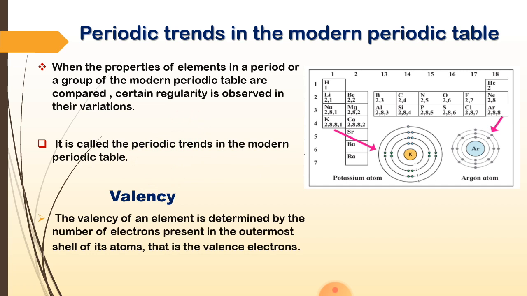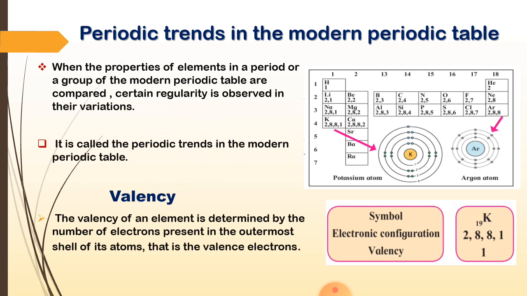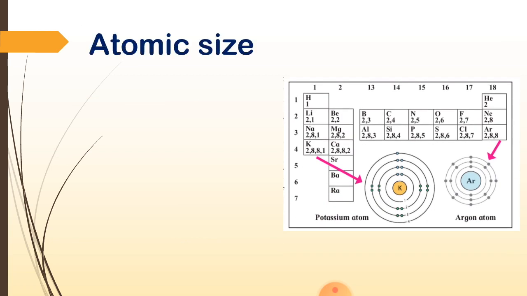First we have learnt about valency, which is very easy. What is valency? The valency of an element is determined by the number of electrons present in the outermost shell of its atom, and that is called the valence electron. Here you can see potassium has electronic configuration 2, 8, 8 and 1. The outermost shell consists of how many electrons? 1 electron. So its valency is 1.